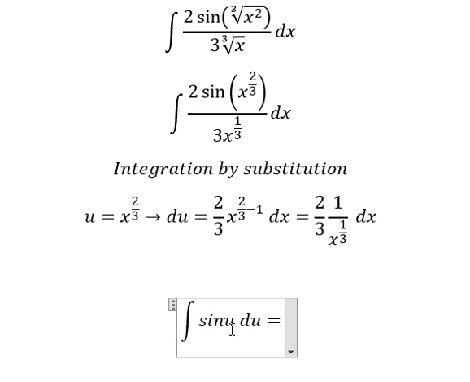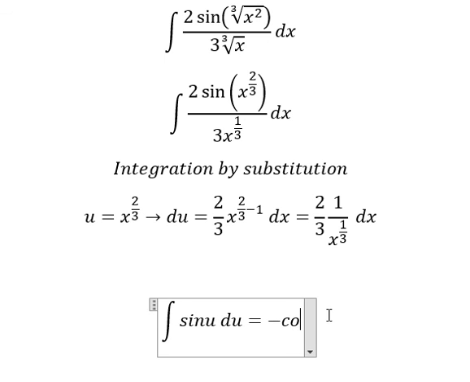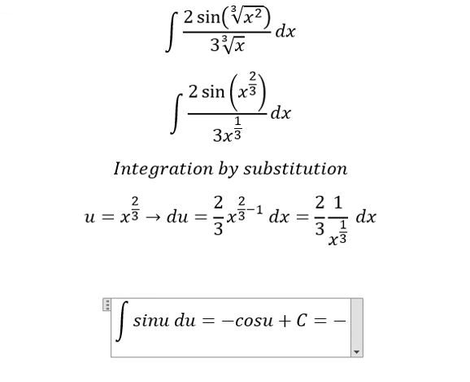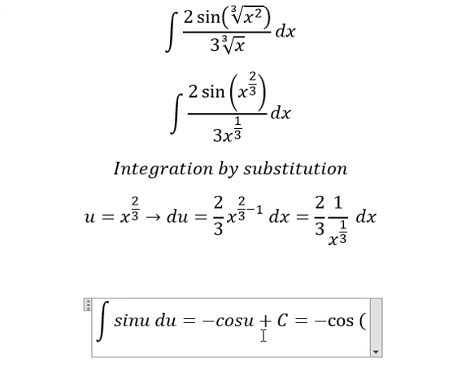So the integration of sine u, we have negative cosine u. And we put plus c. About cosine u, we change u back to this one.